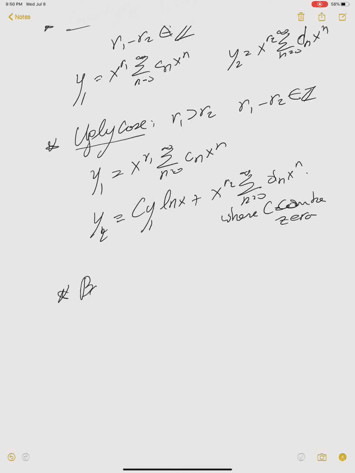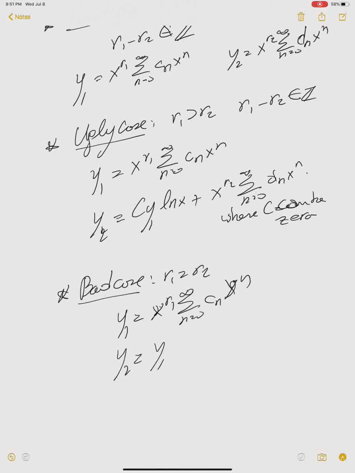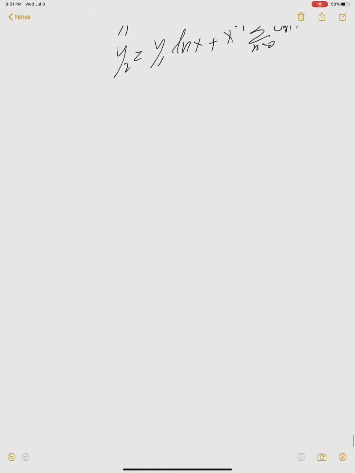And the bad case is when r1 equals r2. And then in this case, I have y1 equal x^r1 summation from n equals 0 to infinity c_n x^n. And then y2, I will definitely have a log x in this case, plus x^r1 summation from n equals 0 to infinity d_n x^n. Let's do 3 examples.